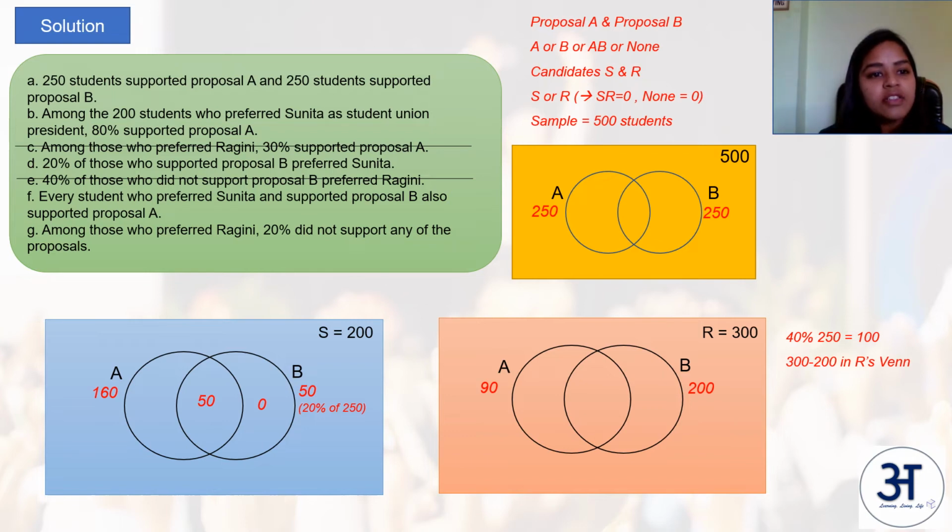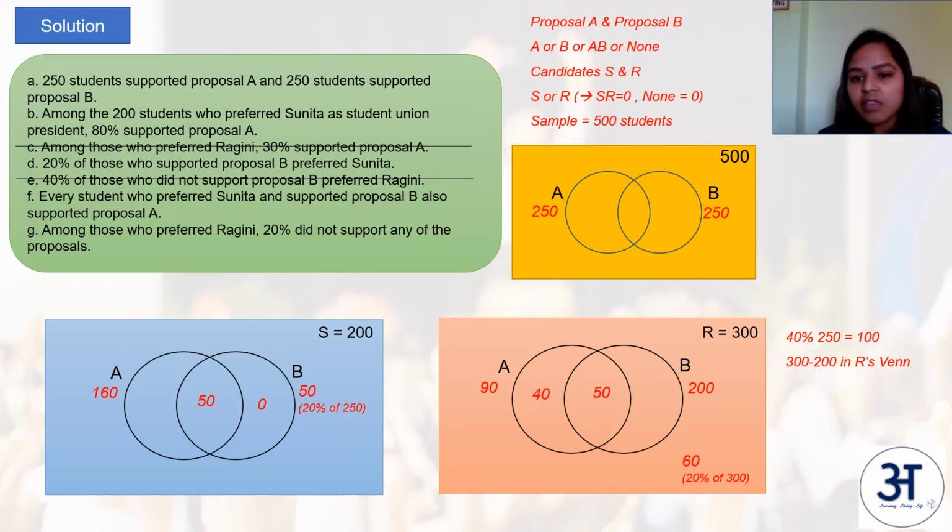Okay. So next, going to G, among those who preferred Ragini, 20% did not support any of the proposals. So those who preferred Ragini are 300. Out of that, 20% is 60. 60 of them did not support either A or B or both. Now we know N of A, we know N of B. We know that 60 did not support any of these. So N of A union B should be 240. So accordingly, we'll get N of A intersection B for Ragini is 50.